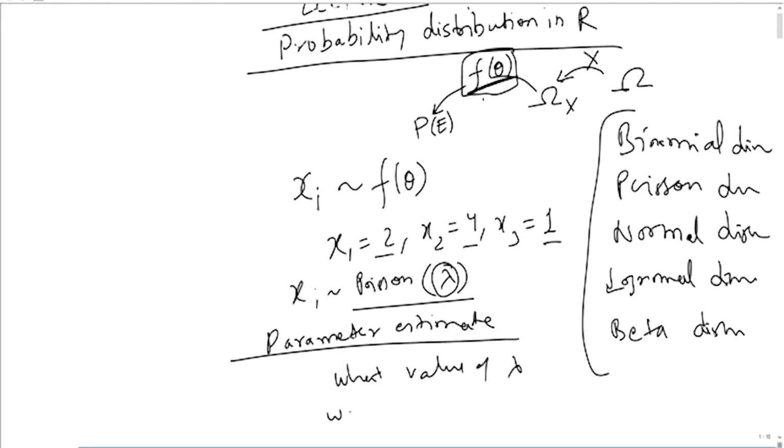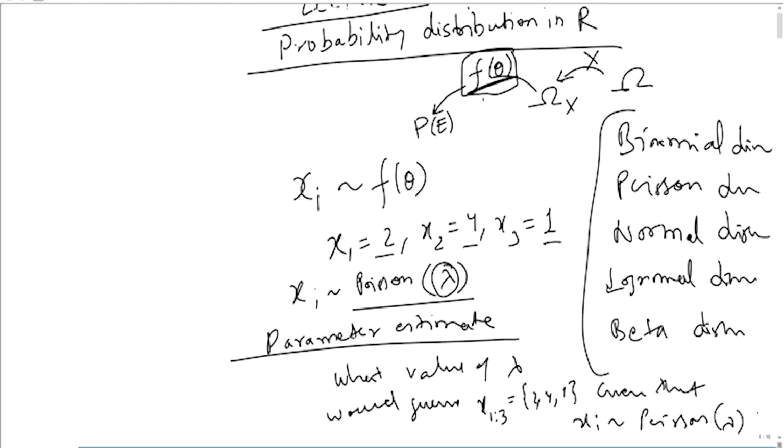okay, would generate these data points x1 to x3, which are basically 2, 4, 1, given that xi comes from Poisson lambda. So under the assumption that each data point comes from a Poisson process, what value of lambda would generate these values 2, 4, 1? So that's what we want to estimate. So basically we want to estimate the true value of the parameter lambda that would generate this data.